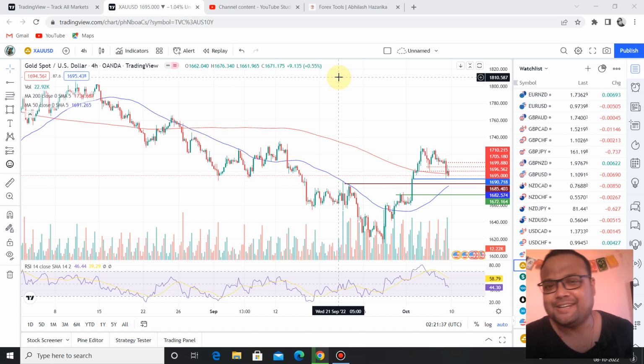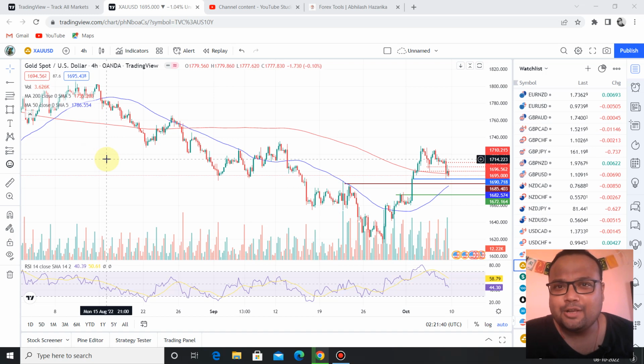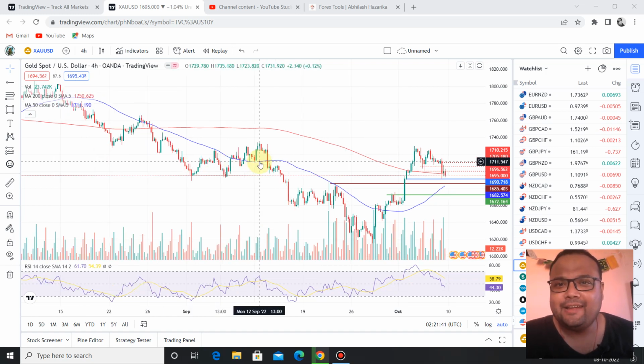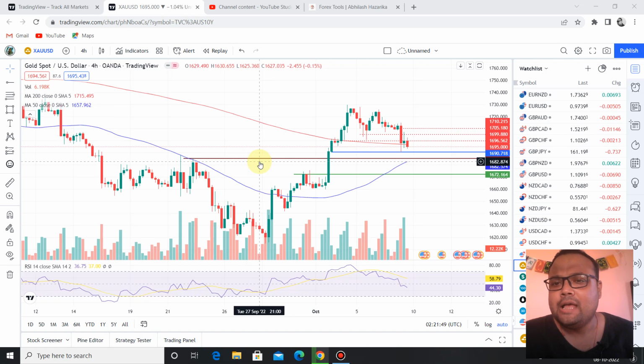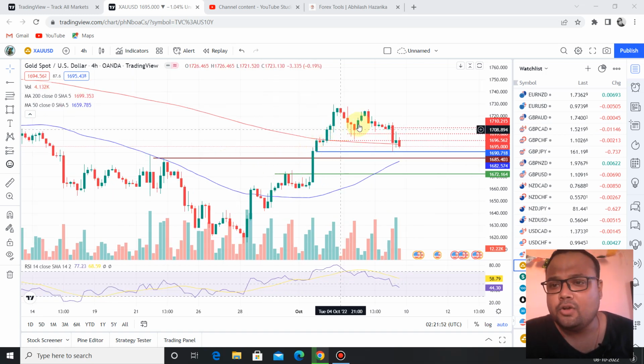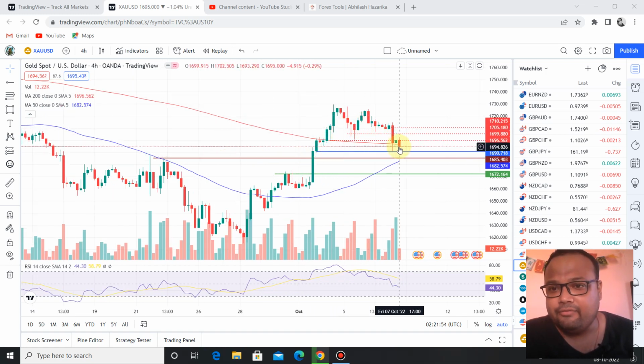So let's get started. This is the 4-hour chart of gold. After the NFP, we were expecting a huge movement on the chart of gold, and more or less we got a move also, and ultimately the market closed at 1695. This is the last traded price of gold on Friday trading session.